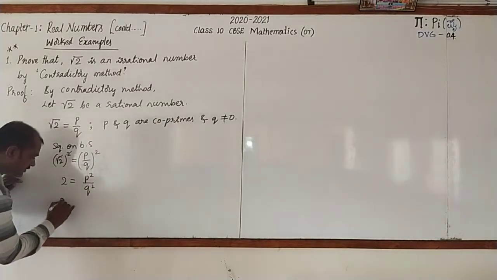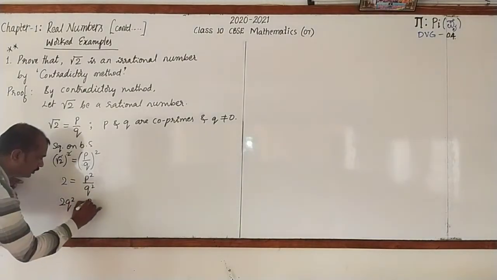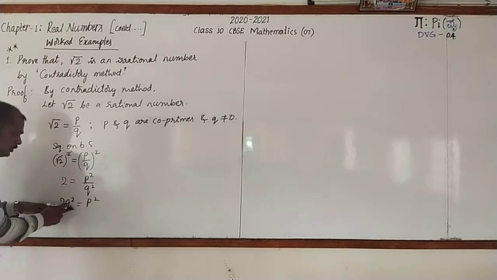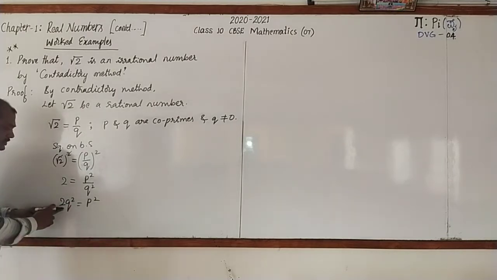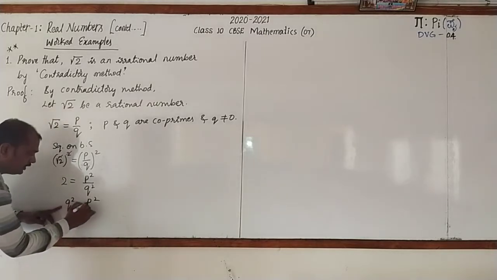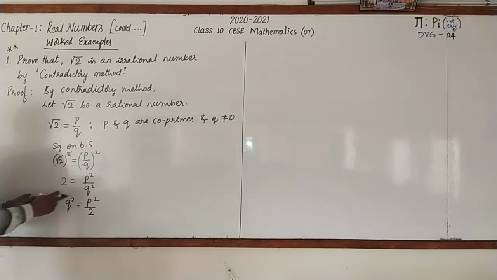And this can be written as 2q square equal to p square. Understood? On cross multiplying, 2q square equal to p square. That means, can we say that 2 divides p square? If you do not know, you can do one thing: q square equal to p square by 2.